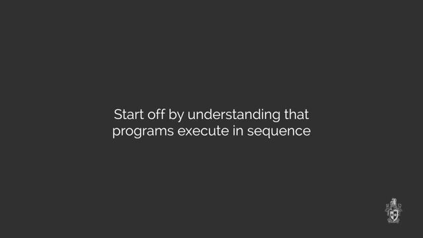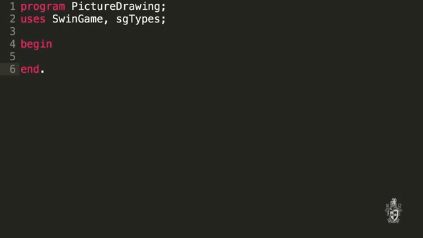Okay. What I would like to do then, using Swing Game, as you said, is make a basic illustration of my house. So can we do that? Yeah, let's get started with that. So here what we've got is an empty program, has no instructions in it at the moment, but between the begin and end, we can provide a sequence of instructions for the computer to execute.